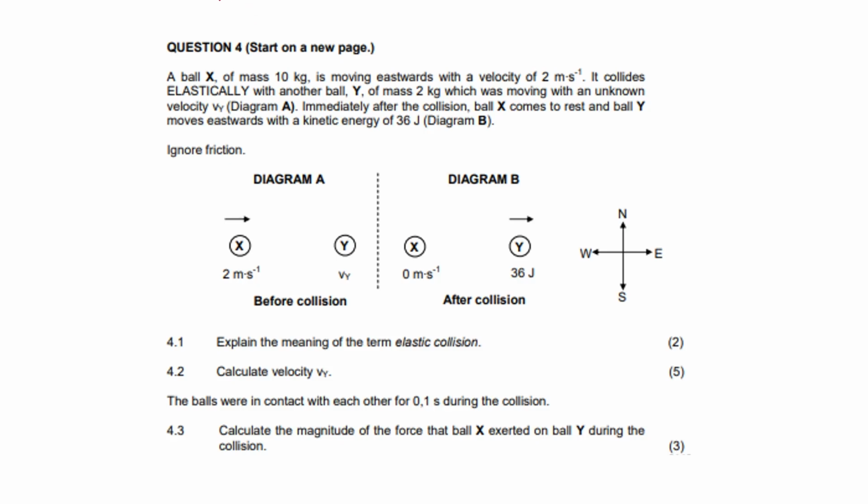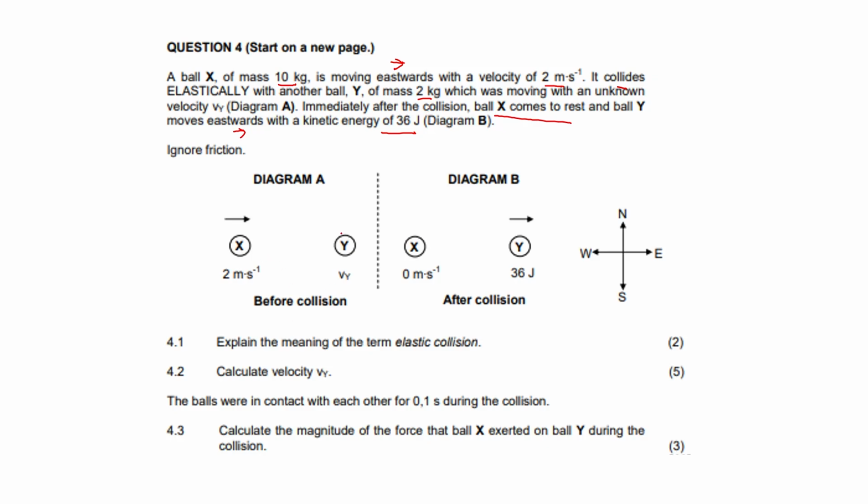Hi guys, let's take a look at the question where we have a ball X of mass 10 kg that is moving eastwards with a velocity of 2 meters per second. It then collides elastically with another ball Y of mass 2 kg, which was moving with an unknown velocity Y. Immediately after the collision, ball X comes to rest and ball Y moves eastwards with a kinetic energy of 36 joules. And they've kindly drawn a nice diagram for the visual learners.